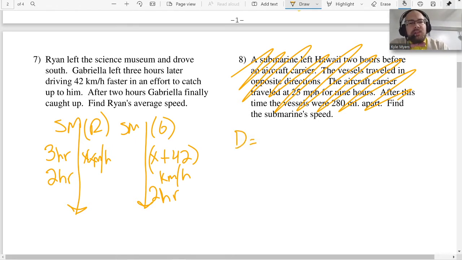And then we can go ahead and set up our equations. Distance equals rate. So the rate is x times the time is 5. All right, and I just go from left to right, starting with Ryan, and now we'll do the one for Gabby.